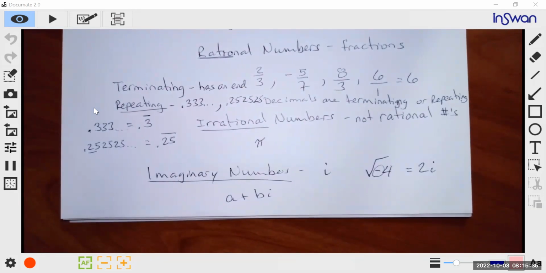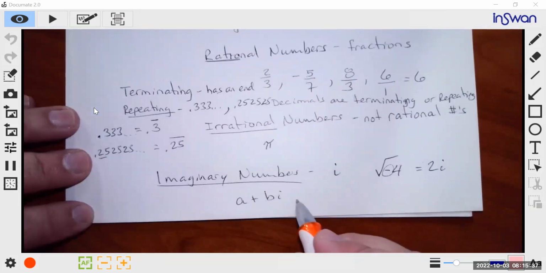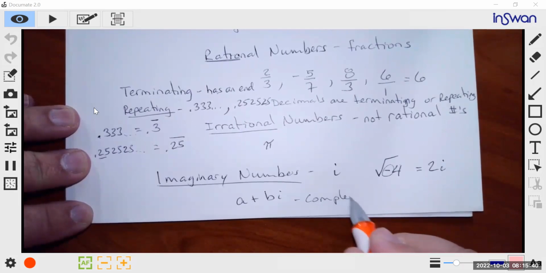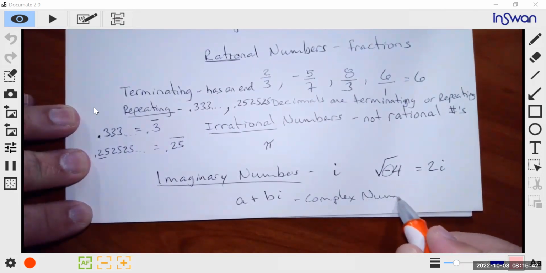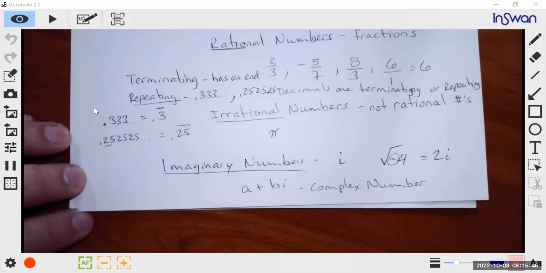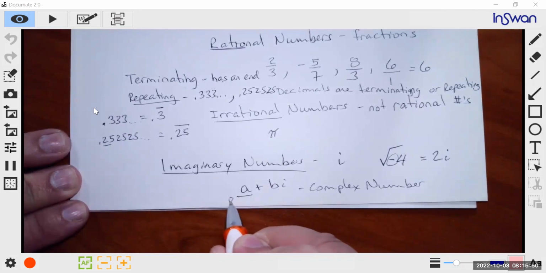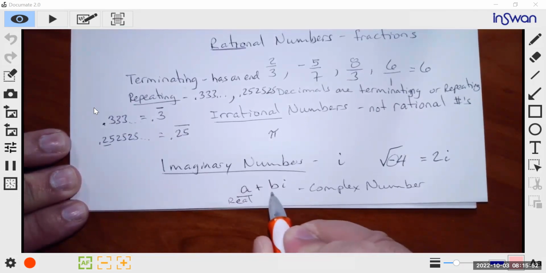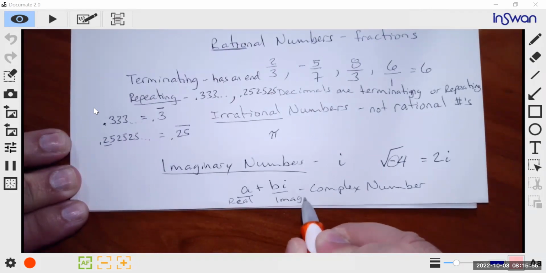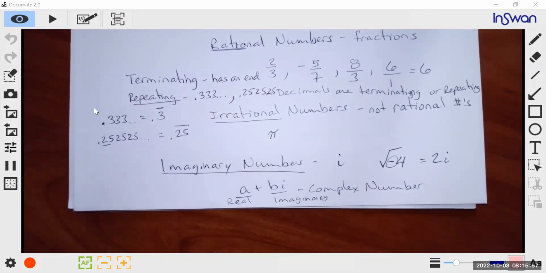Did you ever see this before? This is called a complex number. That's every number. It's written as a real part and an imaginary part. That's a complex number. It has both a real part and an imaginary part. A and B can be zeros or any integer or any number.